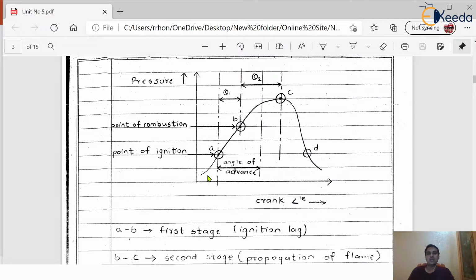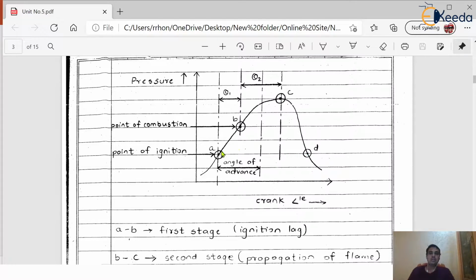So again here we have one specific curve like this. Okay, so as the engine operates and the combustion process is done inside the engine cylinder, we will get a curve like this one. And this curve represents the different stages of combustion in the case of SI engine. So on this curve, we have different points: point A, point B, point C, and point D.